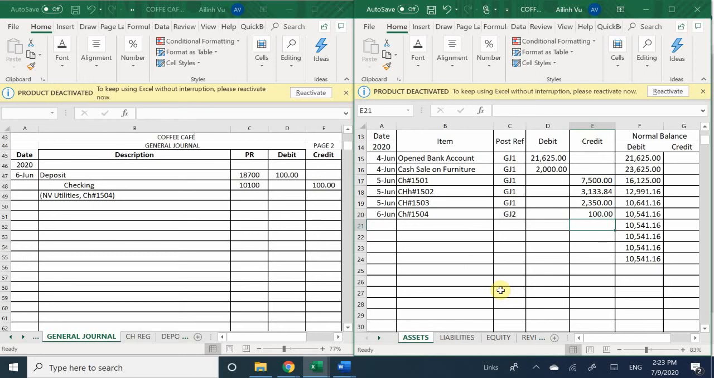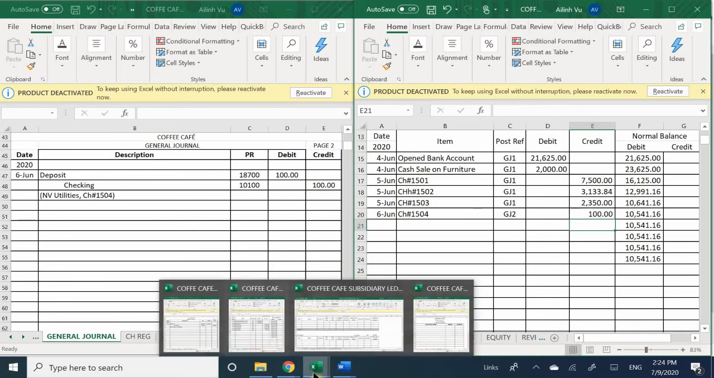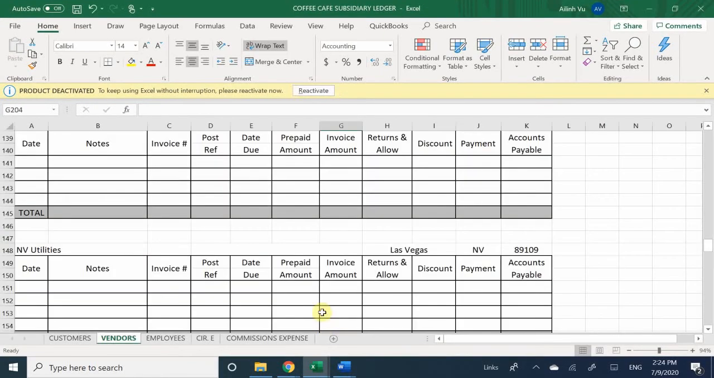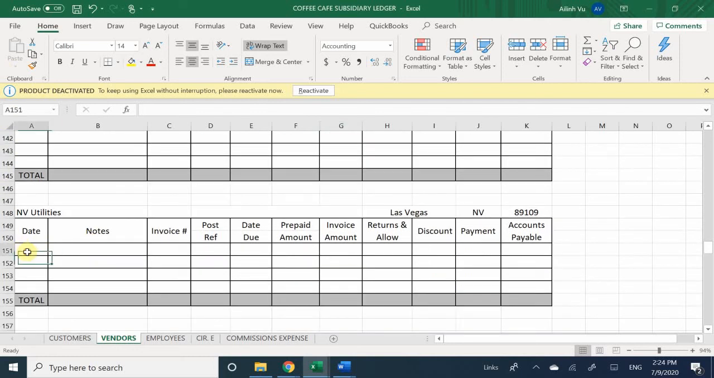All right, so is everyone caught up now? Yes, ma'am. Okay, so now that we've done that, it says there to post to our subsidiary ledger. So it's a vendor to us because we're going to go see our vendor and we wrote him a check here for NV Utilities right here.